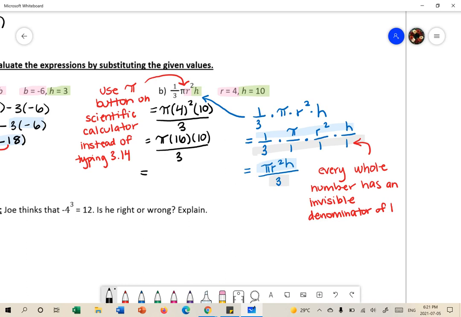So just plugging that into my calculator, pi times 16 times 10, and I'm going to round it. I'm going to put a dot on top of the equal sign, which represents approximately, 502.65 divided by 3, which is equal to approximately 107.55.